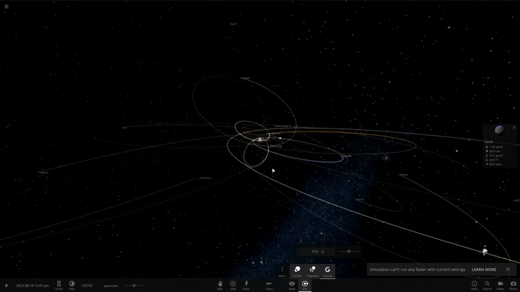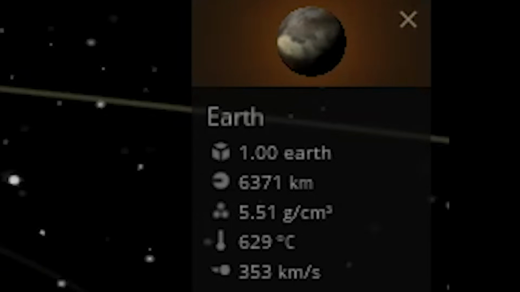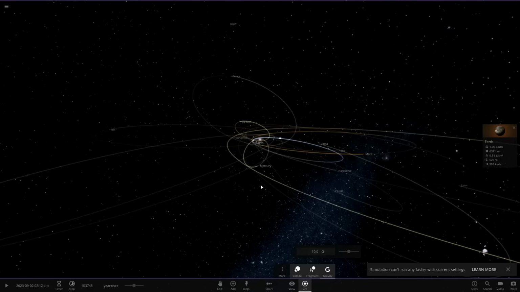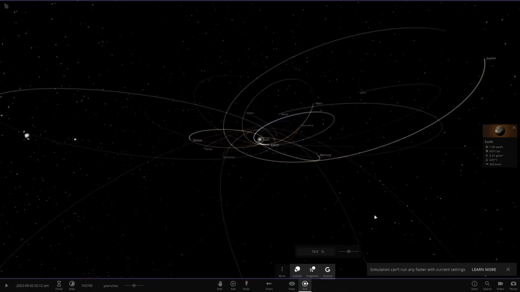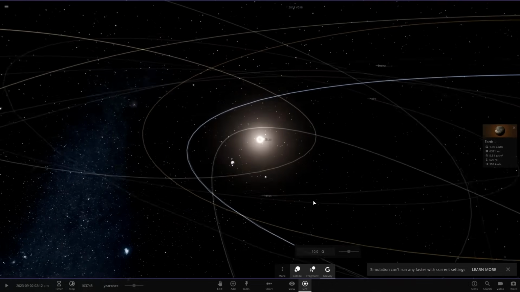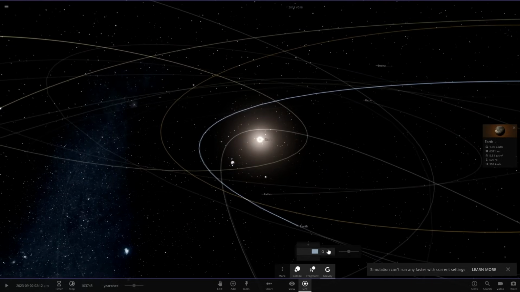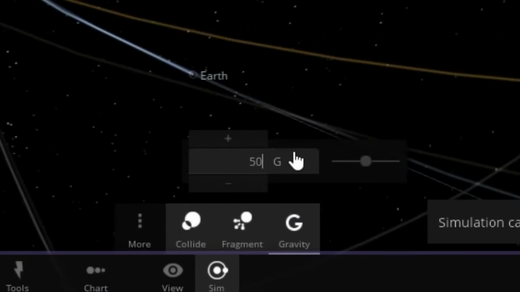When you're far away from the sun, it's about 35 degrees Celsius. And when you get really close to the sun, it's about 629 degrees Celsius. But nothing's exploded. I mean, everything still exists. Okay, so let's make it 50 times gravity.